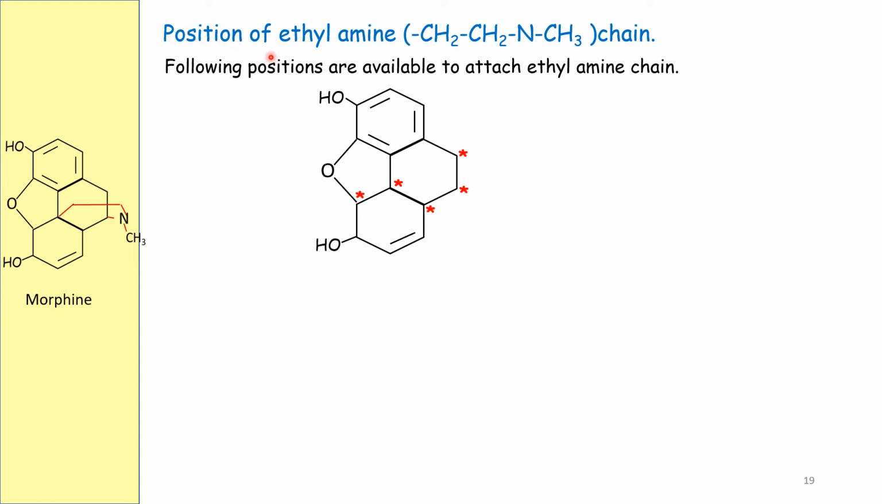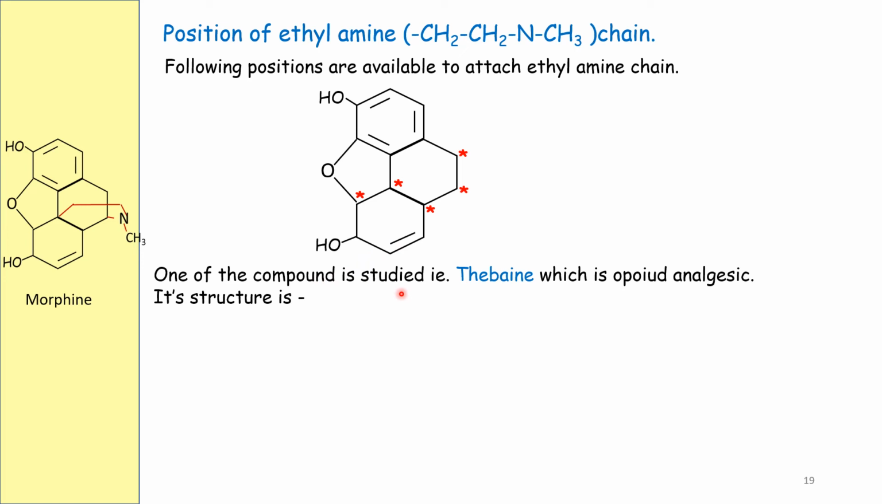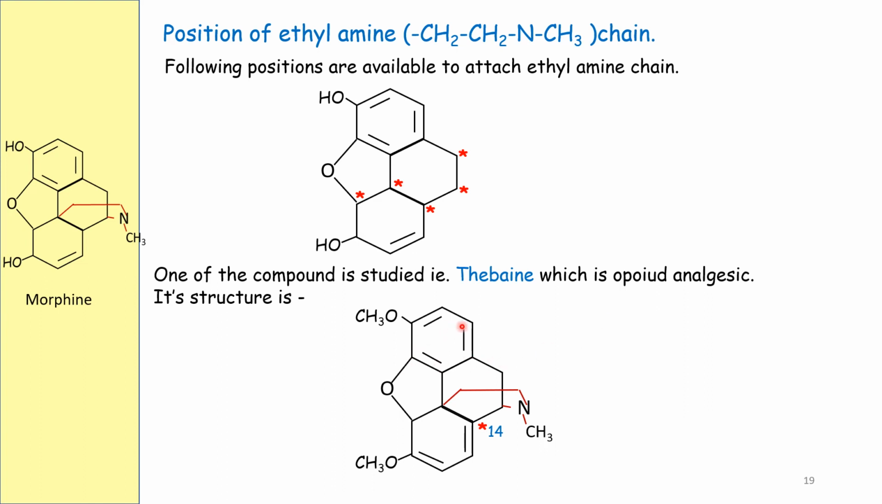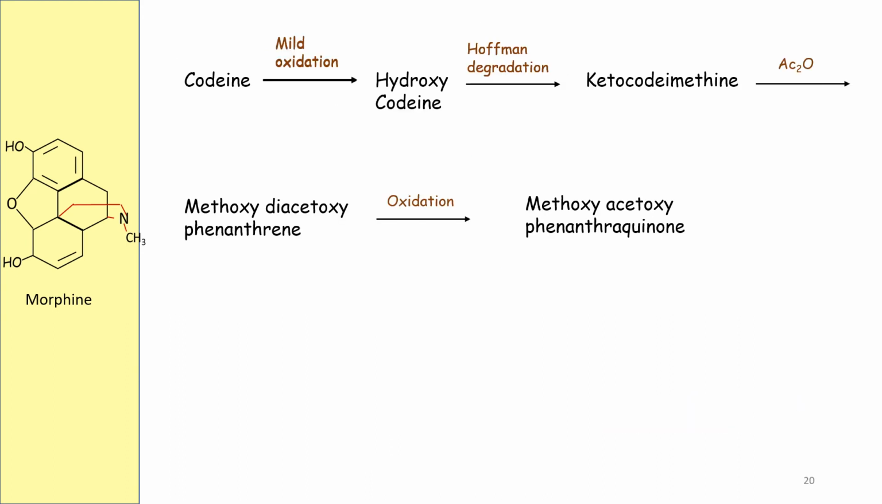Then the next step is the position of the ethylamine chain. The following positions are available to attach the ethylamine chain. These are the positions at which the ethylamine chain could be attached. One compound that was studied is thebaine, which is also an opioid analgesic, and its structure is like this. This is the structure of thebaine, and in thebaine, this is the position of the N-methylamine chain, and this is position number 14, and thus position number 14 is not available for the side chain. The difference between these two structures is that there are OH groups and there are methoxy groups. This is the structure of thebaine. And thus this position is not available for the chain.